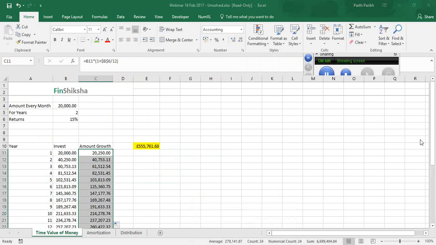Now I have taken another example: I have a loan of 10 lakhs with an interest rate of 10% per annum. My tenure is 1 year. What would be my EMI?